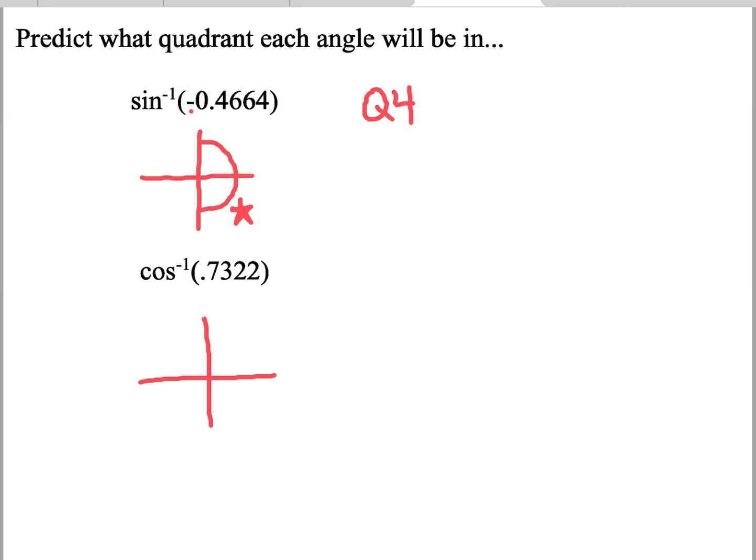What about for cosine though? Because for cosine, it's making me restrict to here and here. So how are you supposed to tell? Cosine comes out positive. Wouldn't cosine come out positive in both of those quadrants? Remember, cosine is the x value. Cosine is the adjacent over the hypotenuse. And back here, the adjacent over the hypotenuse would be negative. You guys remember cosine would be negative in this quadrant? So if cosine's coming out positive, like positive 0.7322, that must mean that we're in quadrant 1. And that's why there's a different restriction for cosine.